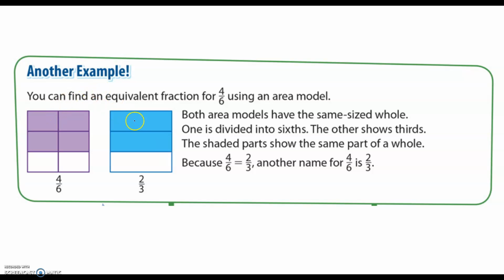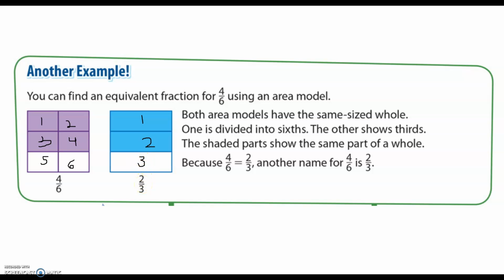Take a look at these two shapes. You see that we have one piece, 2, 3, 4, 5, and 6. 4 pieces are shaded. There's 6 altogether, so we have 4/6. Over here we have 1, 2, 3. 2 pieces are shaded. There are 3 altogether, so 2/3.